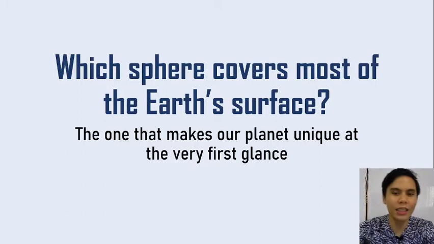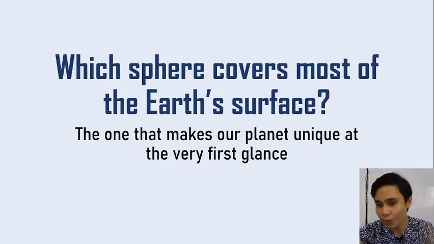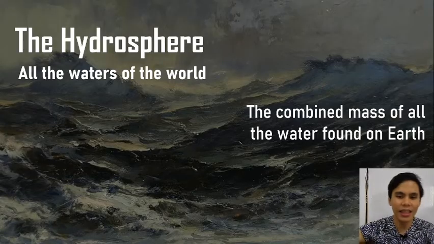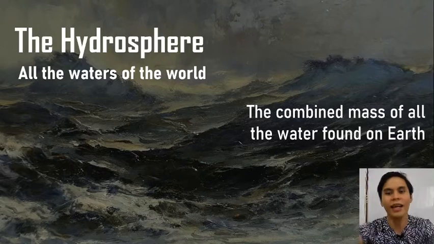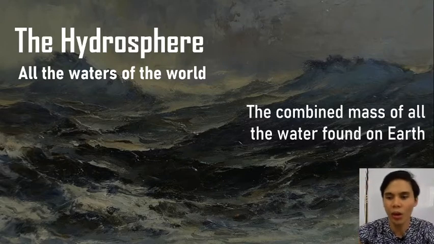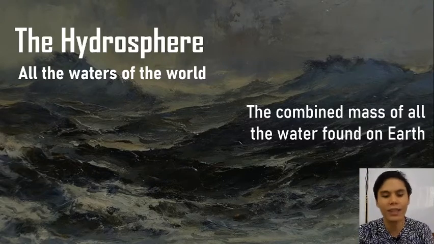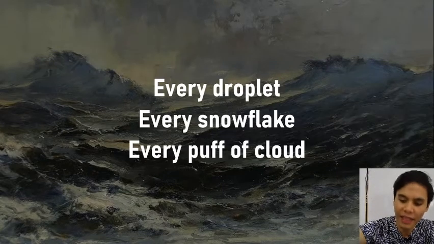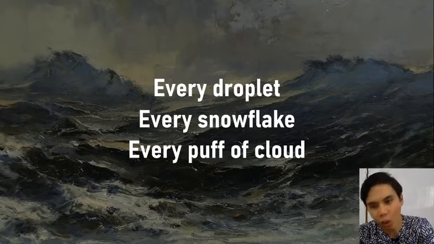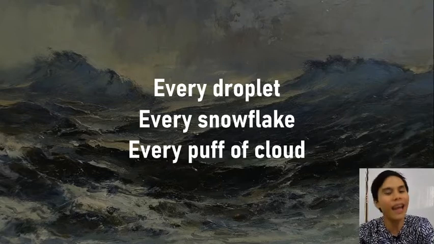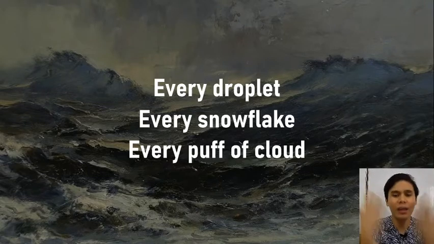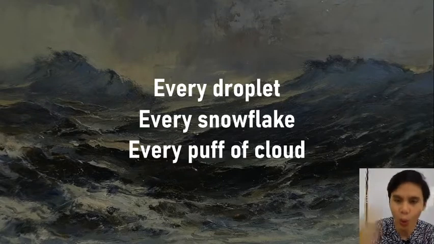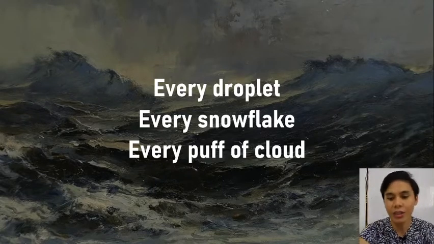So first things first, which sphere covers most of the Earth's surface? It's the one that makes our planet very unique. At the very first glance, it's the hydrosphere. If we take all of the waters in the world, that is the hydrosphere. And what do we mean by all the waters of the world? If we say combined mass of all the water found on Earth, we mean every single droplet of water, every snowflake, every ice cube, every glacier, every puff of cloud, everything that is made up of the molecule H2O. That is part of the hydrosphere.